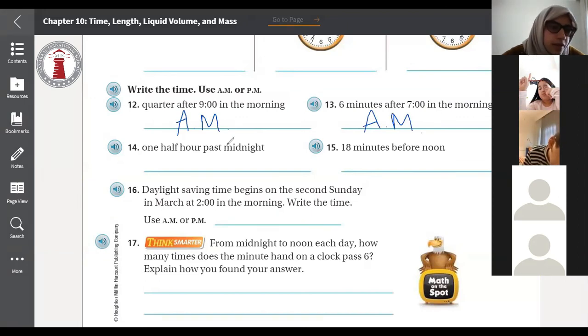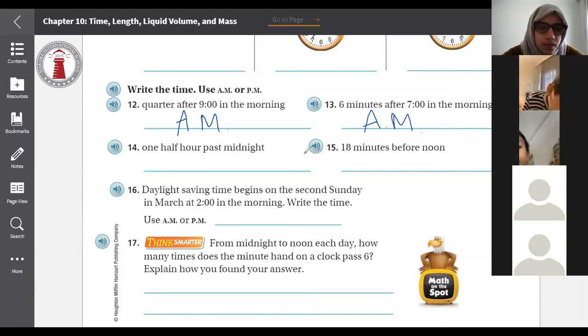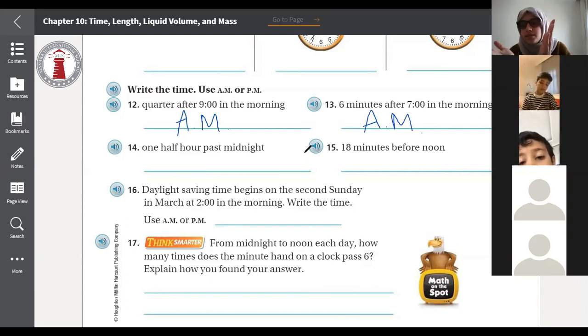Yamin. Number 14, they said half an hour past midnight. Midnight and after midnight is AM or PM? PM. In the middle of the night. AM. If it's after 12 AM, after midnight, it's AM.